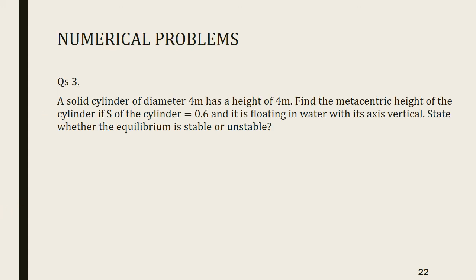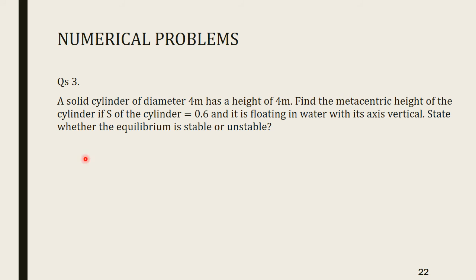So let's do a problem. A solid cylinder of diameter 4 meter has a height of 4 meter. Find the metacentric height of the cylinder if specific gravity is equal to 0.6 and it is floating in water with its axis vertical. State whether the equilibrium is stable or unstable.